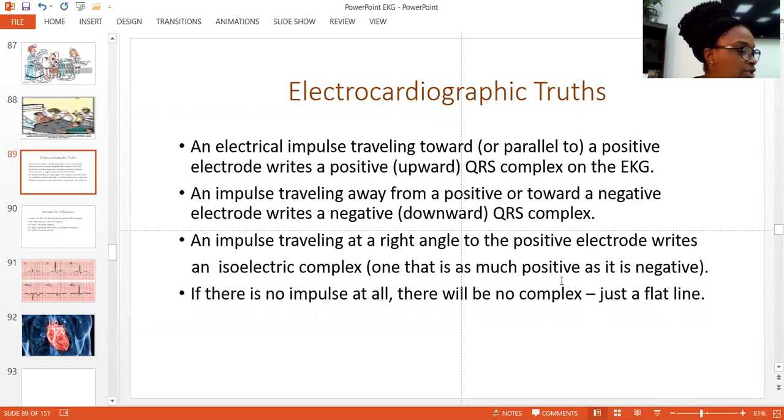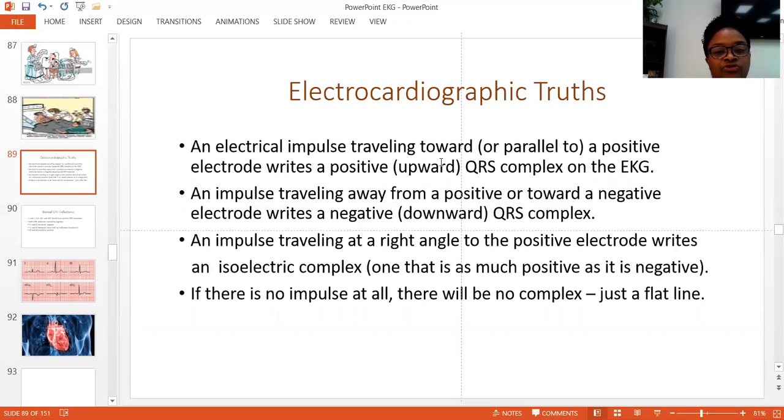You are now in chapter 13, how to interpret a 12 lead EKG. However, we're going to take things slow and step by step. The first thing that I want you to do is learn these electrocardiographic truths and your normal QRS deflections. You're going to need to know those in order to get started with interpreting your 12 lead EKG. So let's go over those real quick.